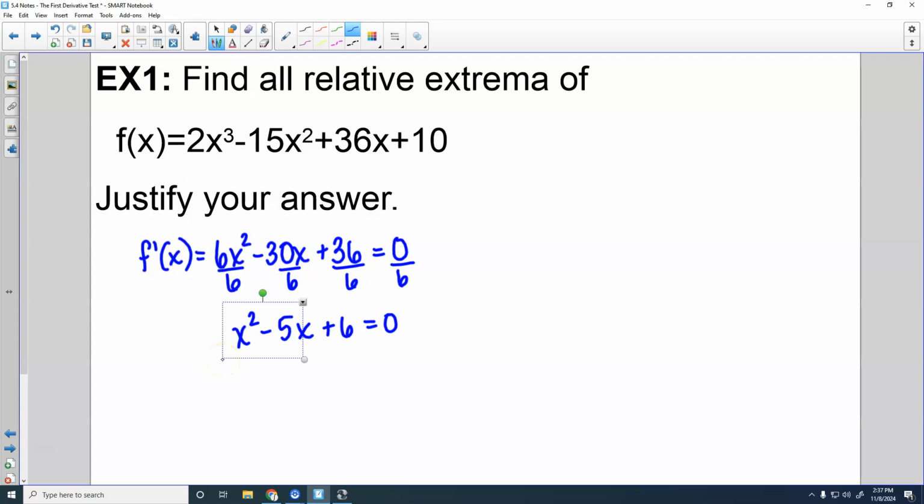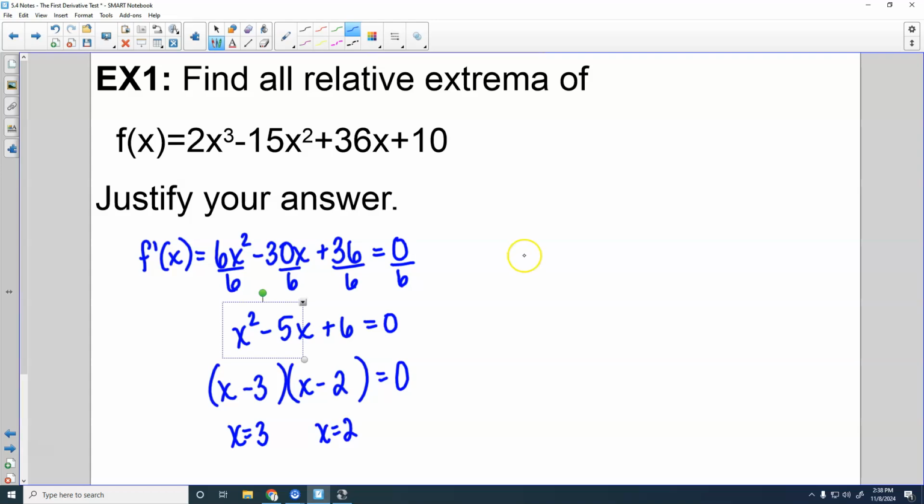When you have x squared, you need to factor that. So we're factoring right here. We'll have an x and an x. What numbers will I use for that? Negative 3 and negative 2. If you want to do a +1, -6, it feels like that should work, but it'll give you a -6 instead of +6, so you can't use that. So you're going to get x equals 3 and x equals 2 as your critical points.